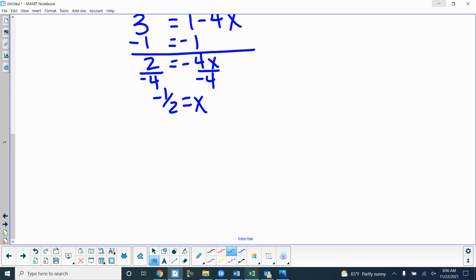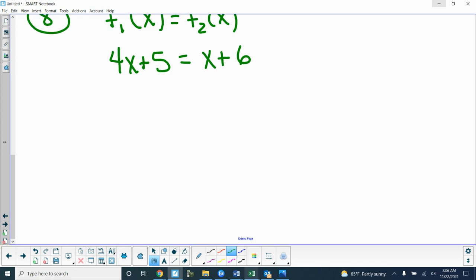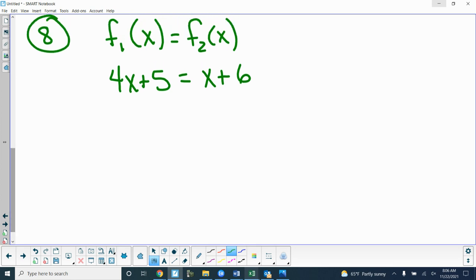Number 8, f1 of x equals f2 of x. All right? f1 is 4x plus 5. And f2 was x plus 6. So all you're doing is setting them equal. So you're trying to figure out which value of x makes the two functions equal.